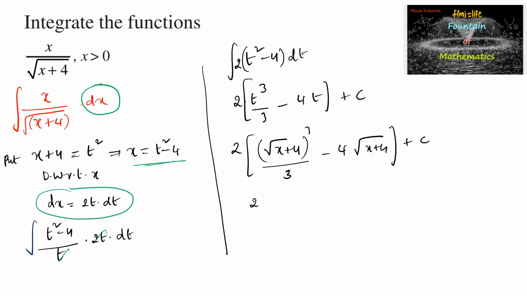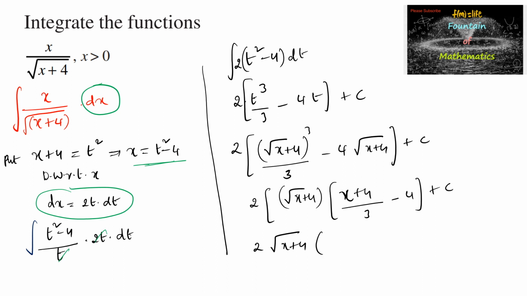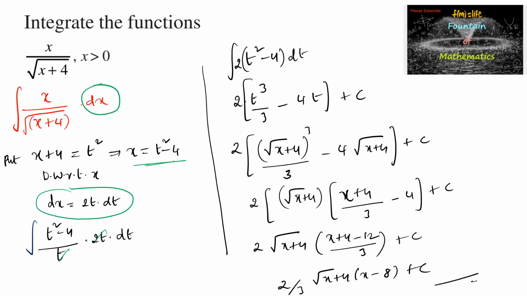Or we can write here 2 times root of x plus 4 if it is taken common. So we'll have root of x plus 4 whole square, that is x plus 4, divided by 3 minus 4 plus c, or we can also write 2 times root of x plus 4, x plus 4 minus 12 divided by 3 plus c, or we can write 2 by 3 times root of x plus 4 into x minus 8 plus c is the answer.